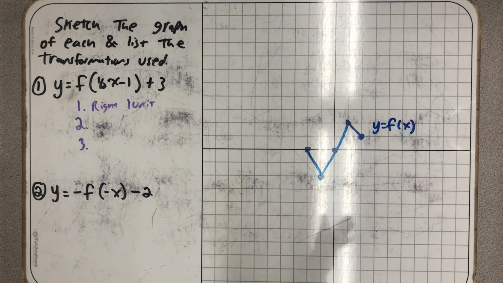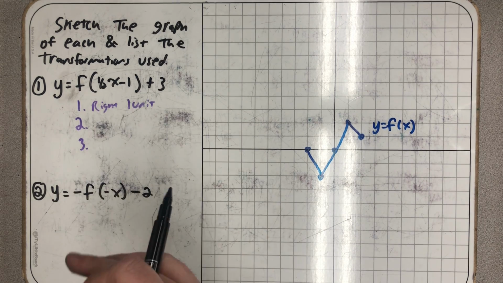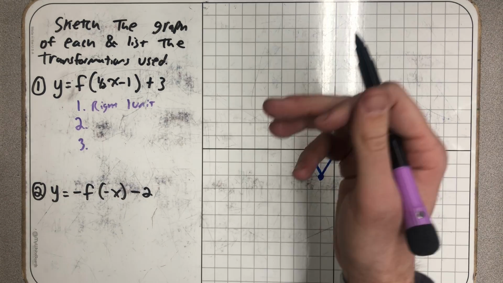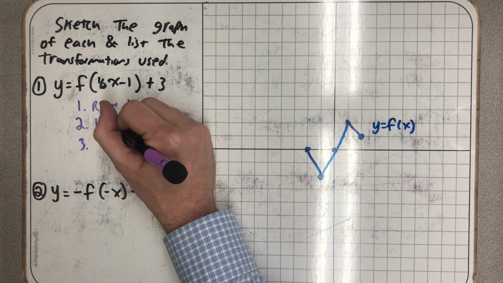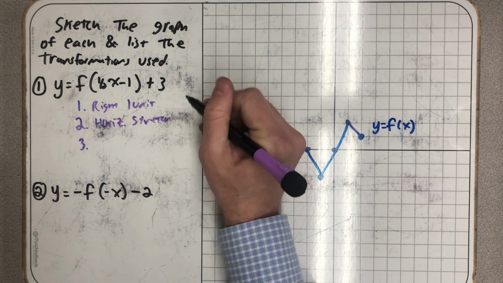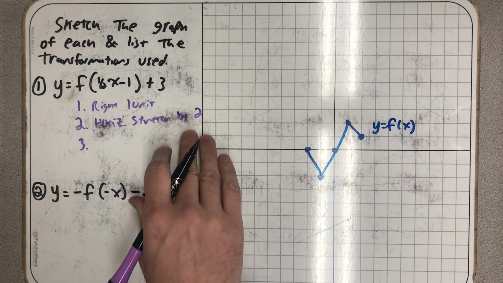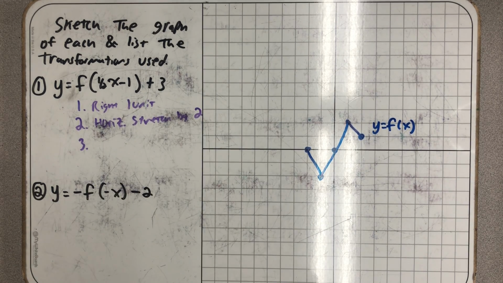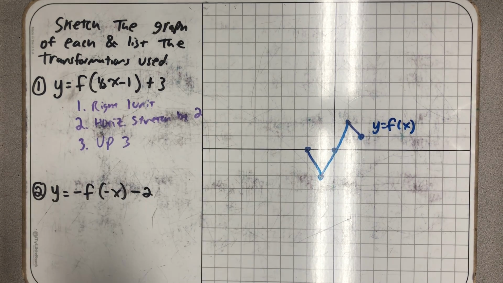Next up, I want to do any stretching or shrinking. With this 1/2 in front of the x, I know that there is going to be a horizontal stretch or shrink, and because that number's less than 1, between 0 and 1, I know that there's actually a horizontal stretch by a factor of 2. And then finally, there's a shift up 3 with that plus 3. All right, there are my 3 transformations.